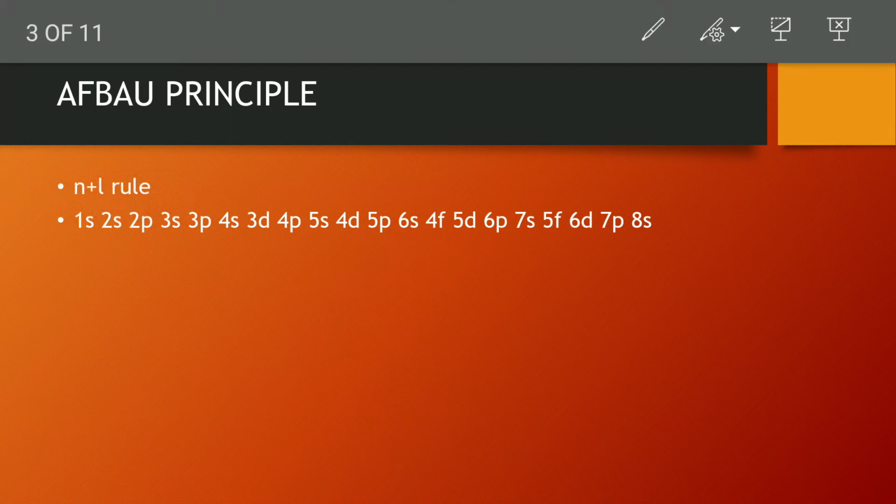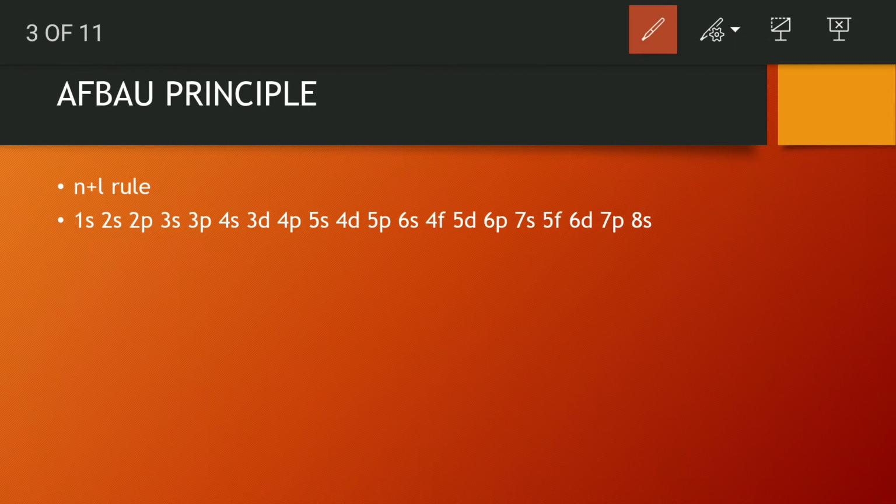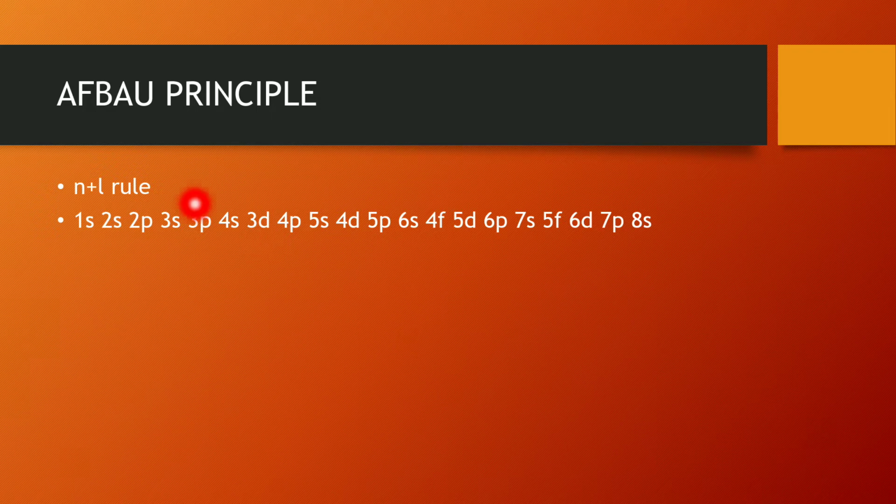As you all know, n is the quantum number. Which quantum number? It's the principal quantum number, and L is the azimuthal quantum number. So n is the principal quantum number and L is the azimuthal quantum number. The combination of these two is the Aufbau principle.